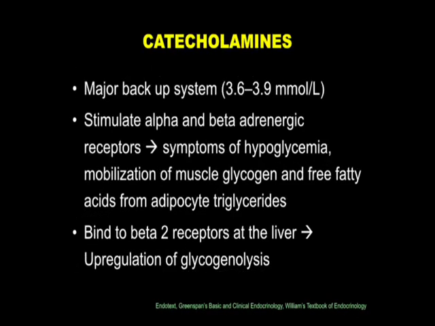Catecholamines are a major backup system, so although glucagon responds first, catecholamines do most of the work. They stimulate alpha and beta adrenergic receptors, and this gives us our symptoms of hypoglycemia, which then tells the patient that they need to eat. It also causes mobilization of muscle glycogen and free fatty acids from adipocytes. They also bind to the beta-2 receptors at the liver, and that leads to an upregulation of glycogenolysis, so breaking down of glycogen to have more glucose in the bloodstream.